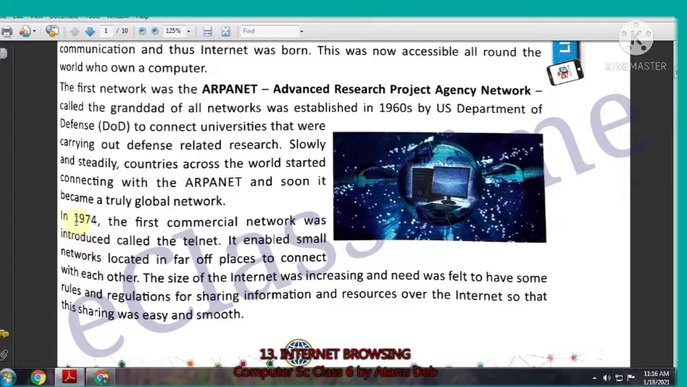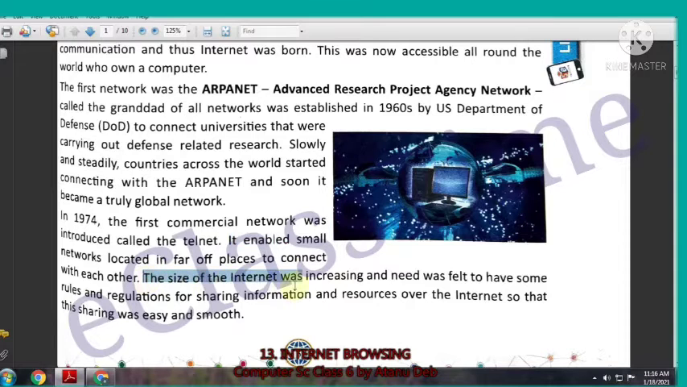But slowly in 1974 one commercial network was introduced. So this network of 1960s was only the government network. General people were not able to use it. But in 1974 another network called Telnet came into existence, which was a commercial network. Only for business purposes it was used. So small businesses which were located in far off places were connected to each other to share the files and information of a particular business at different locations.